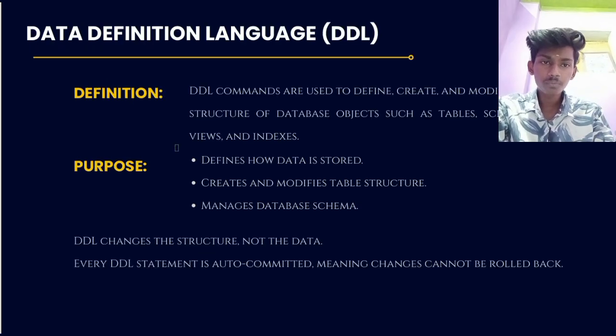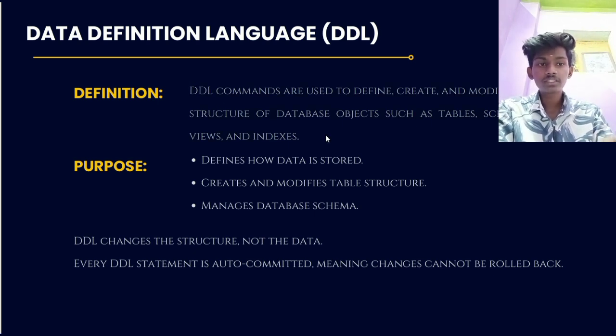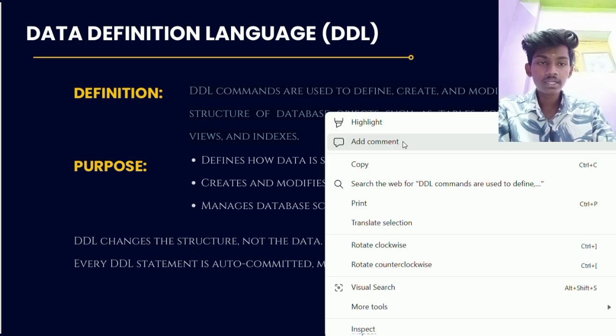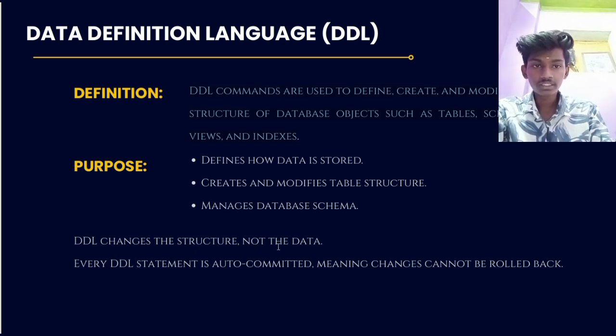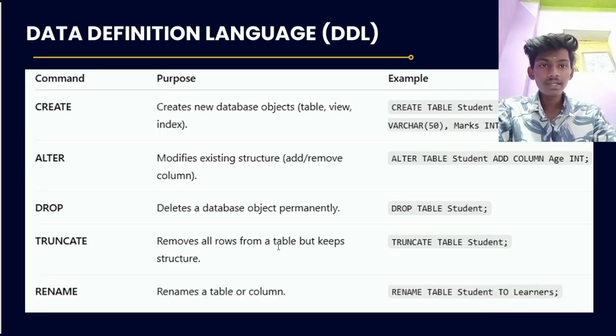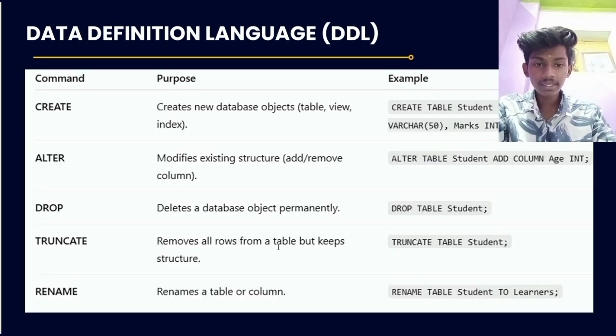Data definition language is used to define and manage the structure of the database objects such as database, tables or views. It mostly creates and alters the database structure, which is the schema. It defines how the data is stored and organized. It removes unwanted database objects. DDL commands are create, alter, drop, truncate and rename.